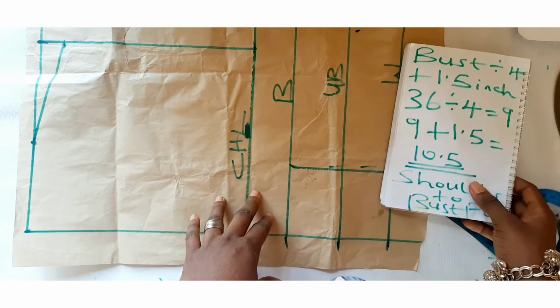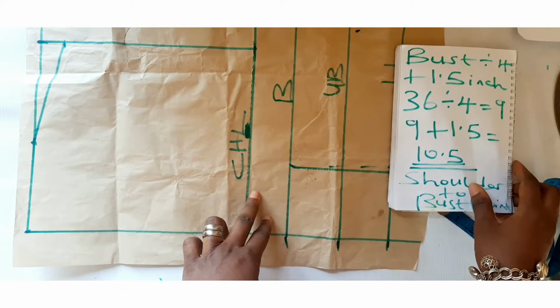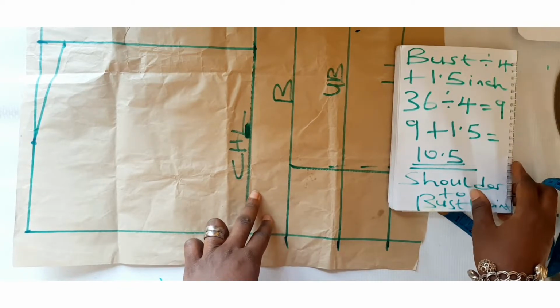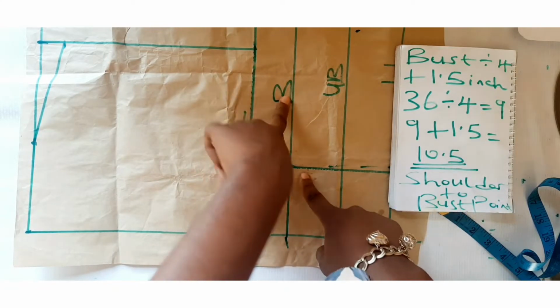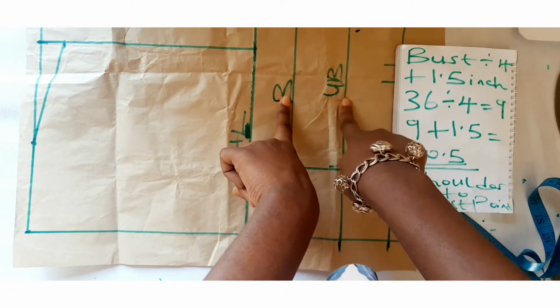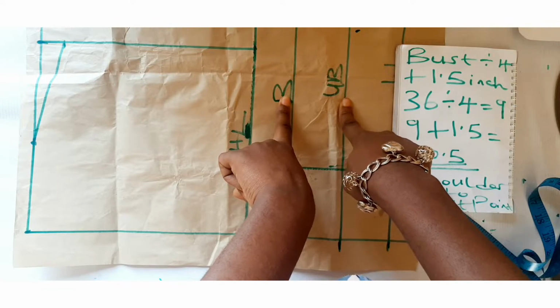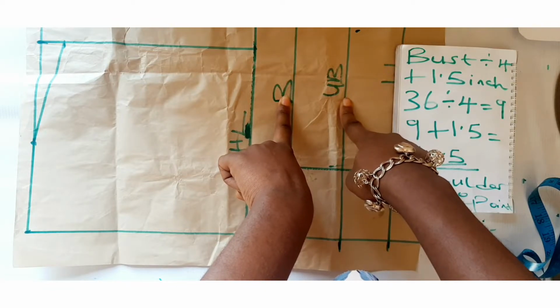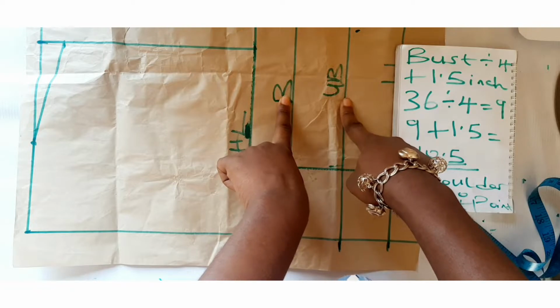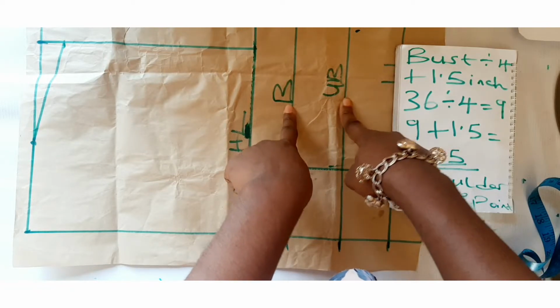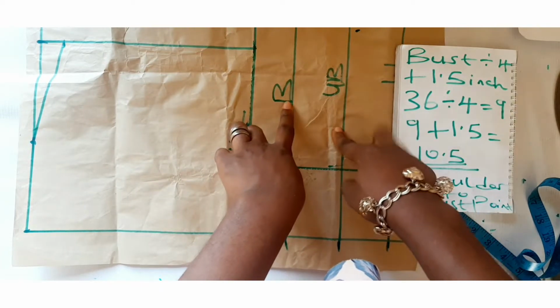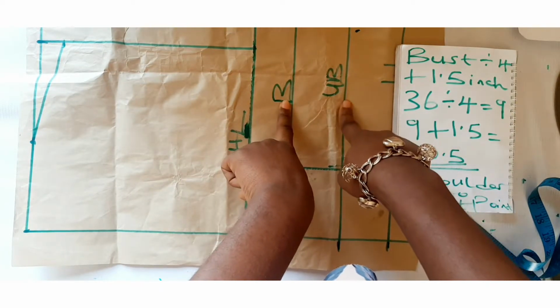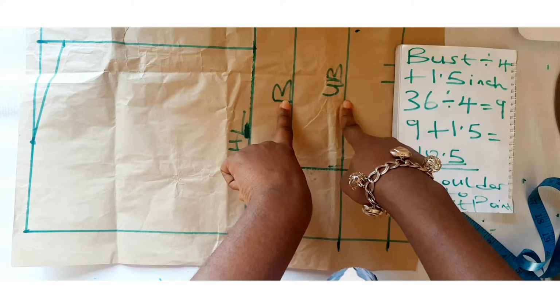We calculated that from your nipple to under bust is always 4 inches. This is your bust point, and this is your under bust. It's always 4 inches apart. That is the first point you're going to note: the distance between your bust point and your under bust is 4 inches.